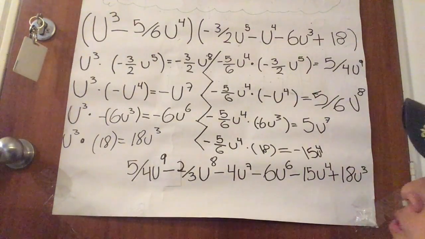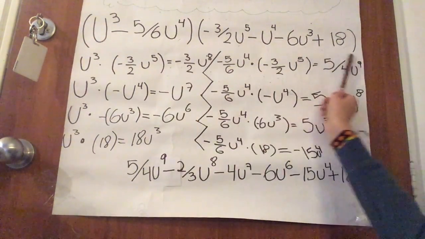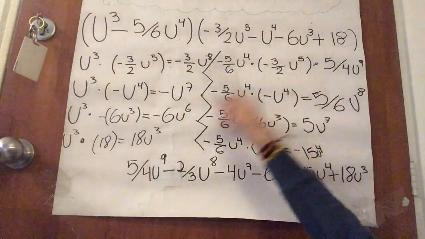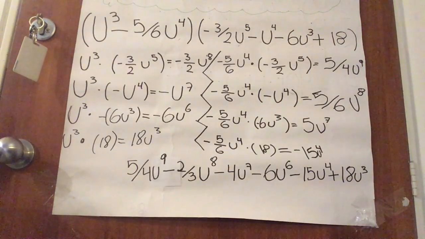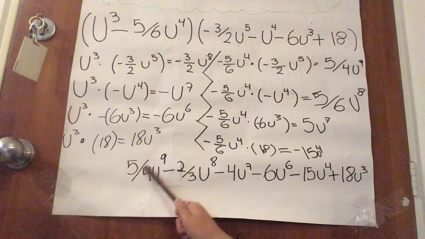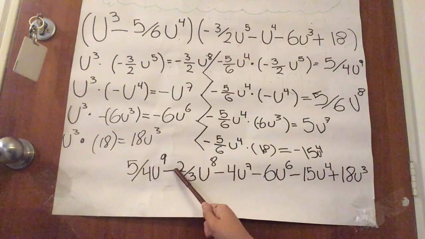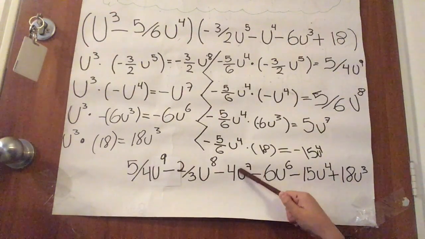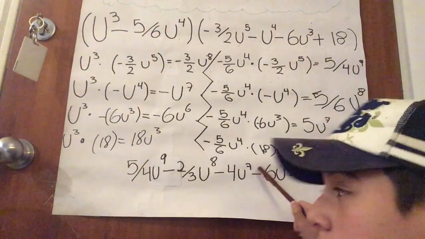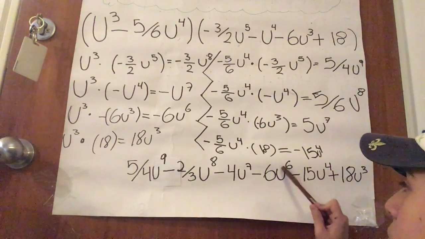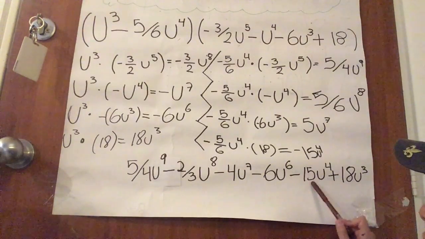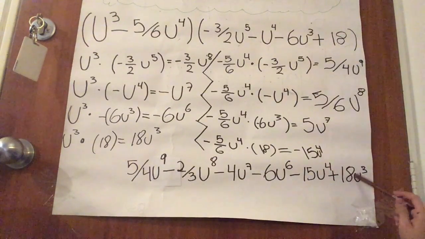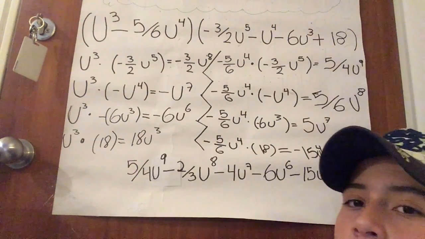When you do all the like terms with the exponents 8, 8, 7, 7 and no more, you put it again and the answer must be this: 5 over 4 u9 minus 2 over 3 u8 minus 4 u7 minus 6 u6 minus 15 u4 plus 18 u3. That is the final answer.